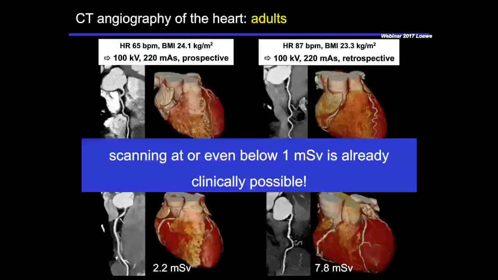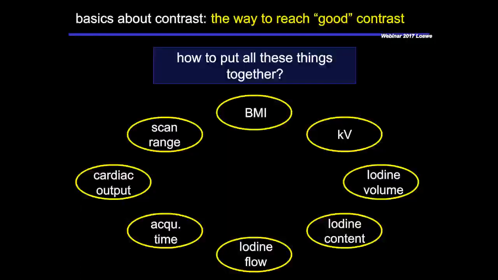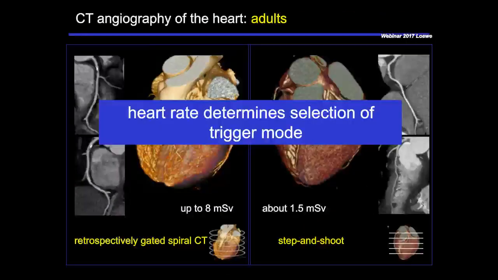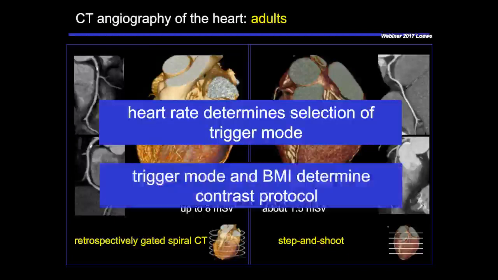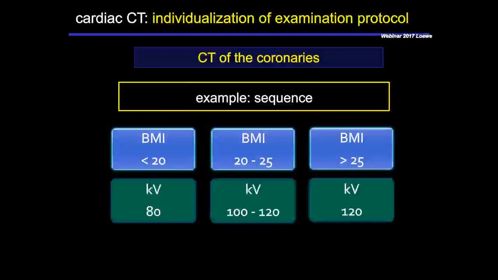And the old question is where to start with the protocol optimization, how to put all those different parameters together, and how to begin. Well, when we are talking about cardiac CT angiography, the heart rate determines the selection of the trigger mode, so that's the first thing. And the second thing is that the trigger mode and the body mass index will determine the further contrast protocol. So again, what we are doing is first to categorize the patient according to the body mass index. The body mass index will give you the kV settings, and depending on the kV settings, we are adapting our contrast injection protocol.